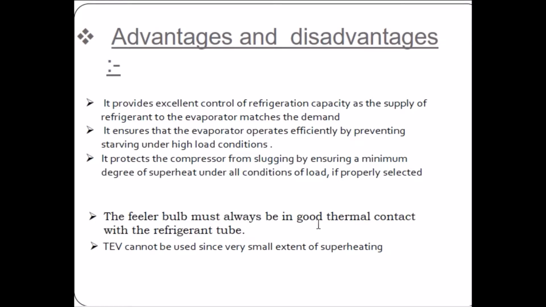So the next, the filler bulb must always be in good thermal contact with the refrigerant tube. This one, the disadvantages of the thermostatic valve. The thermostatic expansion valve cannot be used with a very small extent of superheating. So we need a higher superheating.